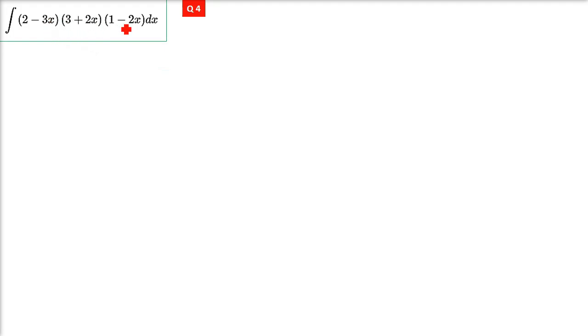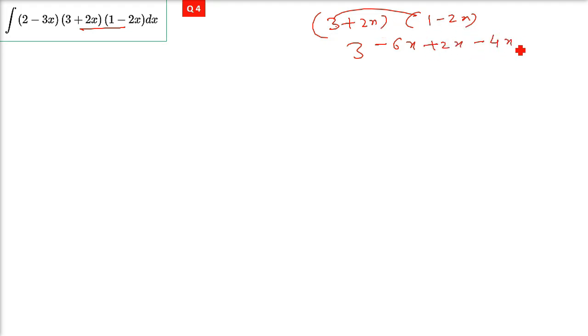So whenever we have these kinds of terms, there is no other way but to multiply them. So let us multiply these two. You can take any two terms, multiply, and then multiply with the third term. I am taking the last two of them, 3 plus 2x and 1 minus 2x. When we multiply, you get 3 into 1, then 3 into minus 2x, then 2x into 1 and 2x into minus 2x. So this is the term you are going to get.